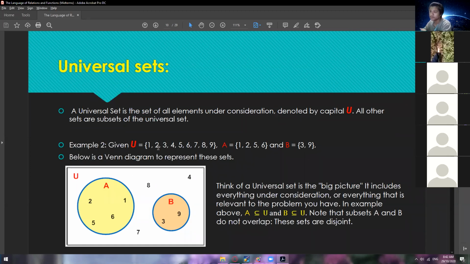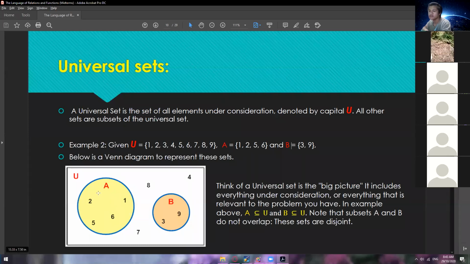Given U has a set of 1, 2, 3, 4, 5, 6, 7, 8, 9. Below U, we have set A and set B. Set A contains 1, 2, 5, 6 as elements, and 3, 9 for set B. Below is a Venn diagram to represent these sets. Just imagine that a universal set is a box which still has a boundary, but that box is very wide, so it can contain as many sets as it can.